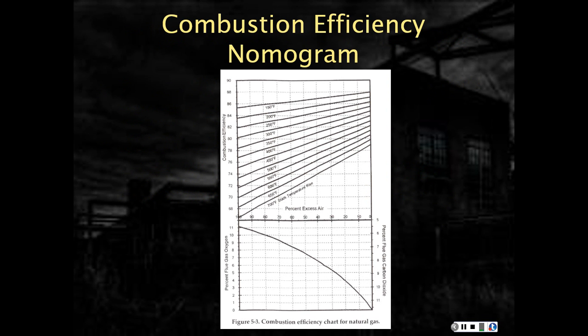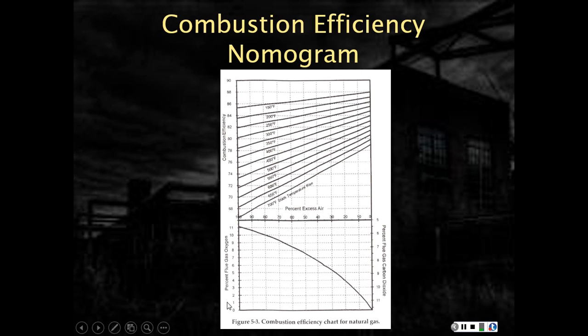Now, like I had mentioned before, you have already seen a government nomogram. Guess what? We're going to revisit this. This happens to be a combustion efficiency nomogram. If we take a look at it, down on the bottom here we have a percent flue gas oxygen level measured from 0 up to about 11%. And then on this side we have percent flue gas carbon dioxide.